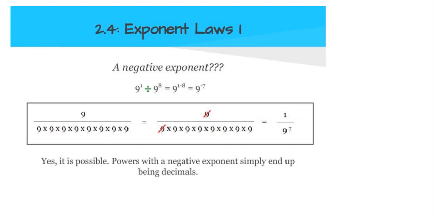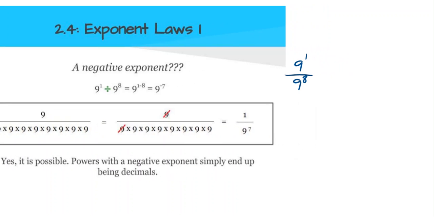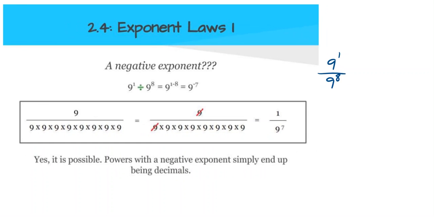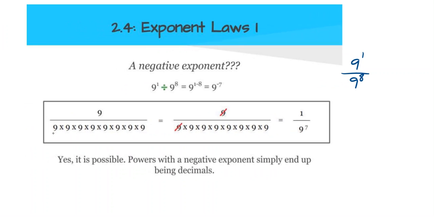So this would be a good example. What if we had 9 to the 1 divided by 9 to the 8? If our rule is that we subtract exponents, we're going to end up getting a negative number here. If we wrote this out, this would be 9 over, and then you'd have 8 9s in the bottom, 9 to the power of 8. One of them would cancel on the top with one of them on the bottom. And we'd end up with 1 over 9 to the power of 7.